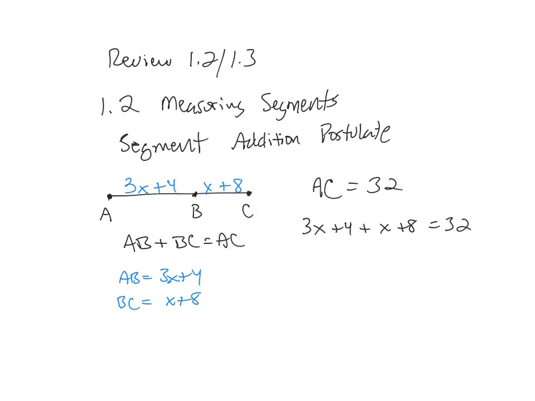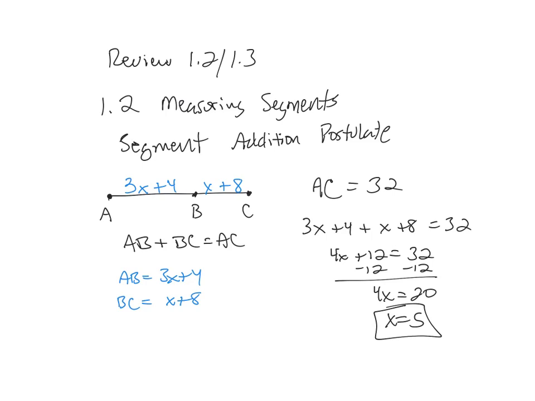So combine 3x and x and you get 4x. Combine 4 and 8 and you get 12. Subtract 12. X equals 5.